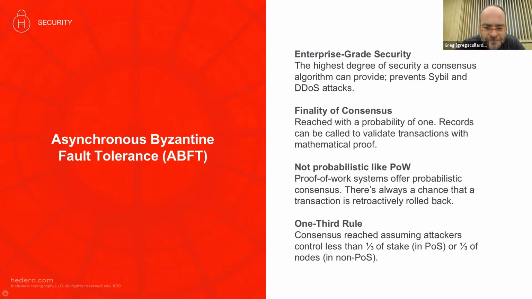So consensus finality touches on the fact that it's not probabilistic like proof of work. Consensus reached by Hedera is not probabilistic, which is often the case with proof of work systems. In those systems, it's entirely possible, although rare, that a transaction could be rolled back. I think this was probably prepared as a bunch of slides before some events recently where we've seen transactions being rolled back on some well-known networks.